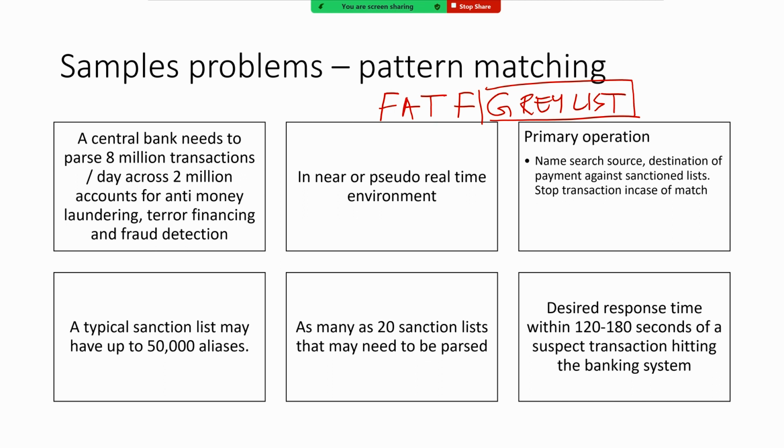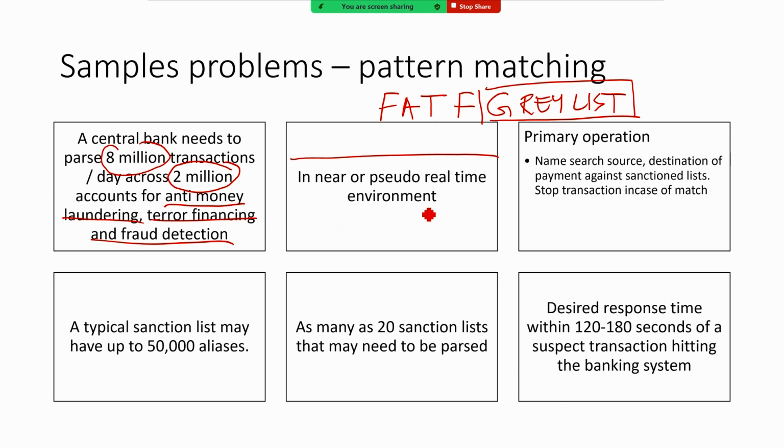So one of the key requirements is that you can't send money to people that have been sanctioned, that are on the sanction list. So if I'm a central bank, and this is a real example with a client that we worked with in Africa, the central bank had about 8 million transactions that happened every day. And those 8 million transactions happened across 2 million accounts. And they had to meet these anti-money laundering, terror financing, and fraud detection requirements for those transactions. They had to do this in real time.